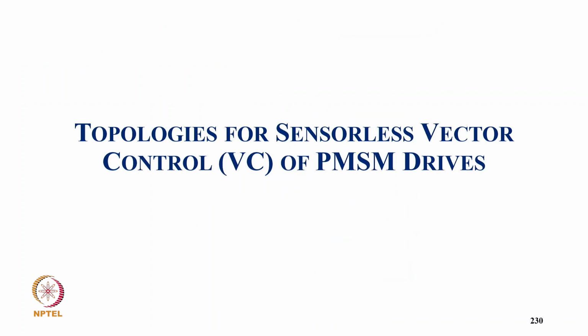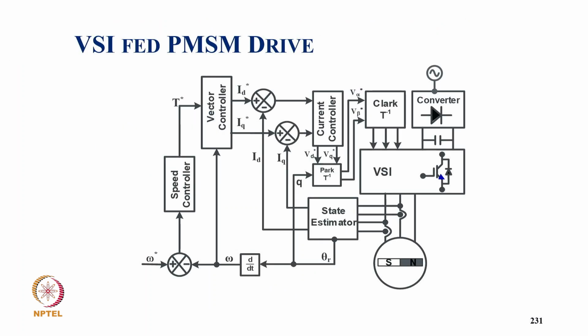Coming to the topology for sensorless vector control of PMSM drive. Here we sense two currents and two voltages, and we estimate the position and speed. The speed control gives the reference torque, and from the speed we get IDIQ, and from the estimator IDIQ we have the VD VQ. From theta we use the inverse Clarke transformation to get V alpha beta, and from the inverse Clarke transformation we get VA VB VC to give the switching signal for the voltage source inverter with sinusoidal modulation.